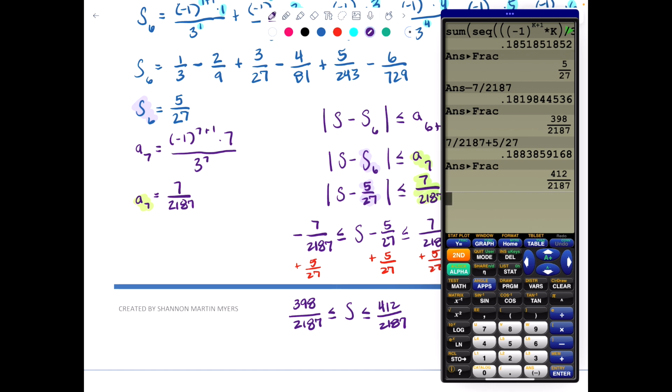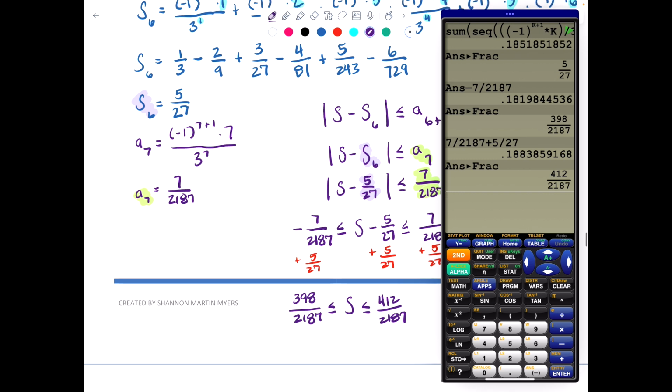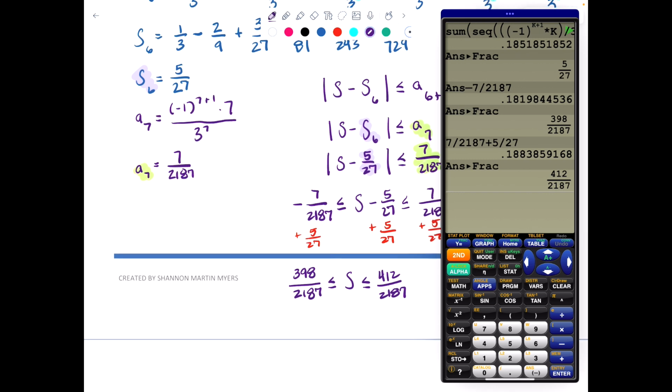And so using 6 terms, our sum is going to be somewhere in between these values. So we did get those fractions. So this would be like exact, approximate would be, our first one was what?